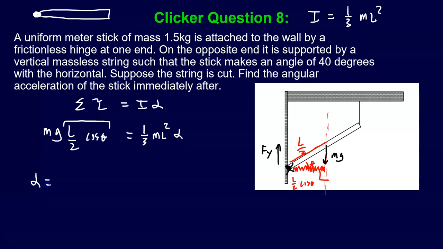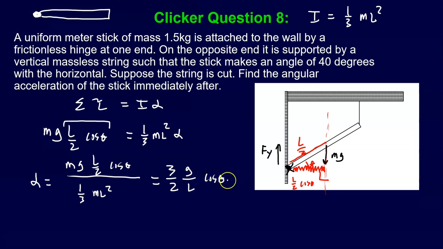I can set that up, and so our alpha will end up being the torque, mg L divided by 2 cosine theta, divided by 1/3 mL squared. When it's all said and done, I got 3/2 g divided by L cosine theta. Let's go ahead and plug in our numbers. When I plugged in the numbers, the key one is that this angle is 40 degrees. I got 11.26 radians per second squared.